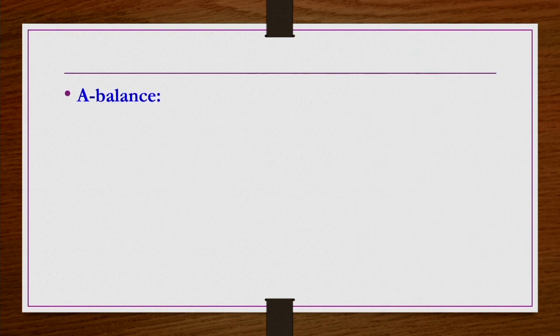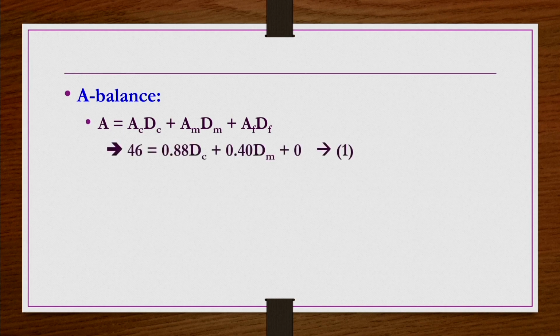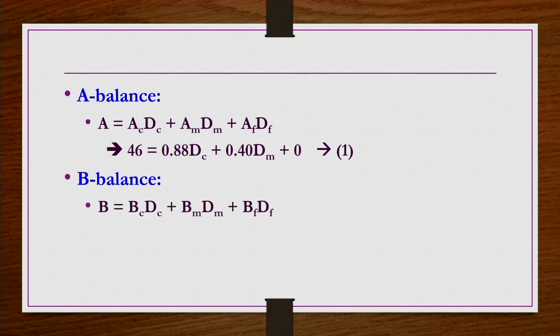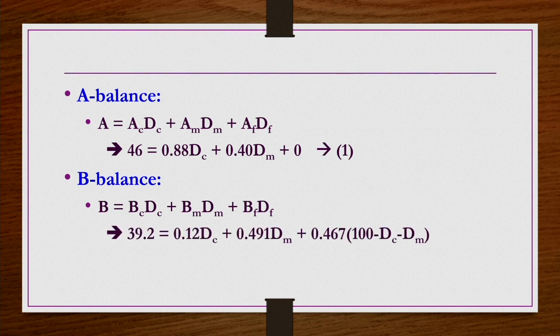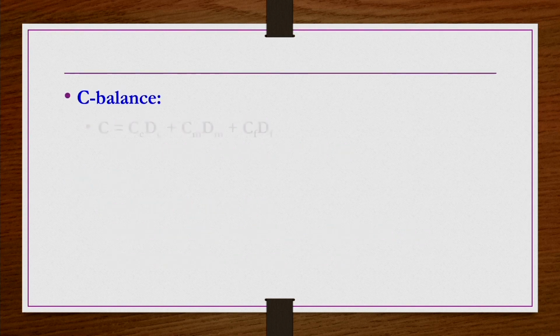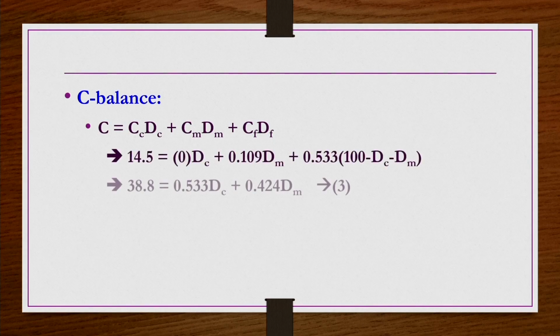Now, if you write the A balance, A should be A equals AC dc plus AM dm plus AF df. When you substitute this, you will get this equation. Then the B balance should be B equals BC dc plus BM dm plus BF df. So, you get this equation. Similarly, the C balance is nothing but C equals CC dc plus CM dm plus CF df. So, you get this equation.